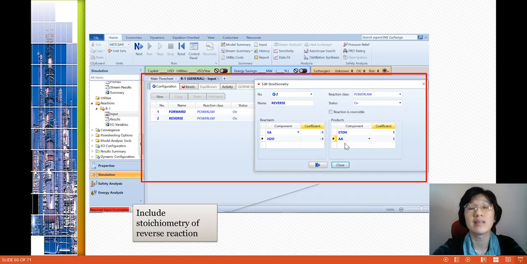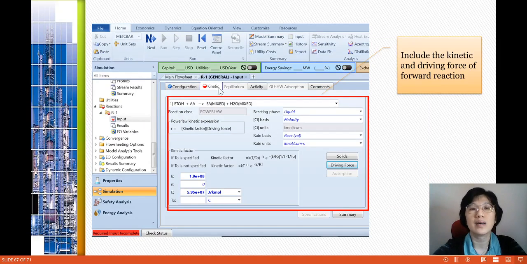Just put in the details accordingly, but this time ethyl acetate and water are your reactants, while ethanol and acetic acid will be your products. Once this is done, close it. Then you'll be guided to the kinetic tab. Under the kinetic tab, you will have a drop down list here. If you have included 2 reactions in the configuration tab just now, then you'll be having 2 reactions in the drop down list. So you select the first one and put in the kinetic data accordingly.